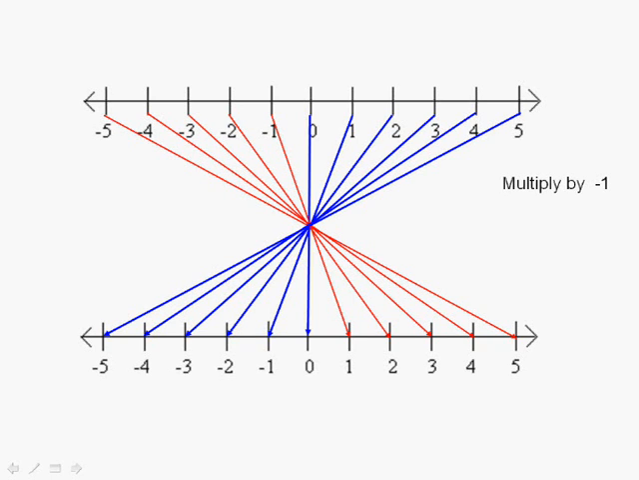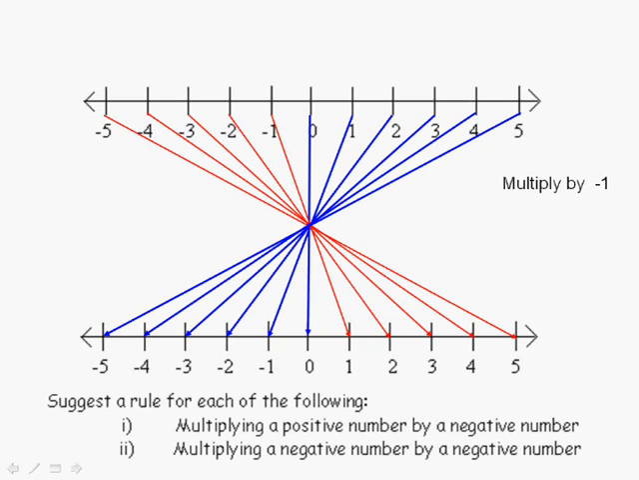So looking at this carefully, write down what you think a rule would be for the following: multiplying a positive number by a negative number, and multiplying a negative number by another negative number. How would you sum that up in words?